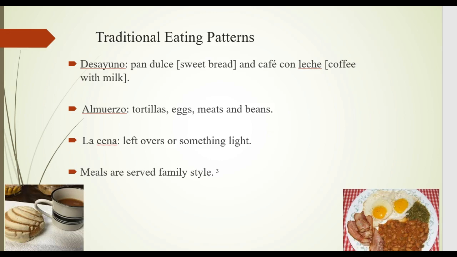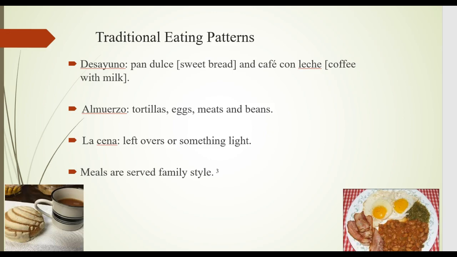And we're going to go ahead and talk about the most common meal pattern, which, like I said, was the three meals. And the first meal, which is breakfast, is actually called in Mexico desayuno. And this meal usually consists of some sort of sweet bread and coffee, so very light. Almuerzo, which is lunch, is usually the heaviest meal of the day, and you will find foods like tortillas, eggs, meats, and beans being part of this meal.